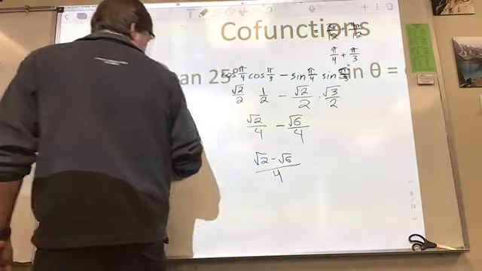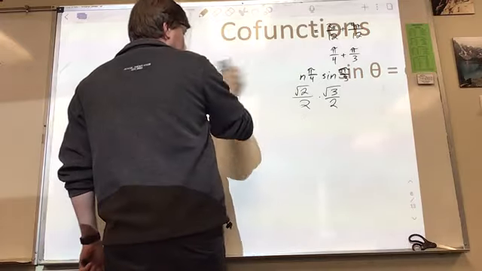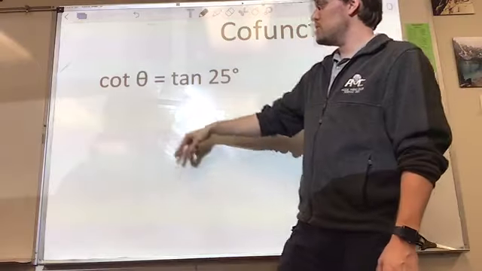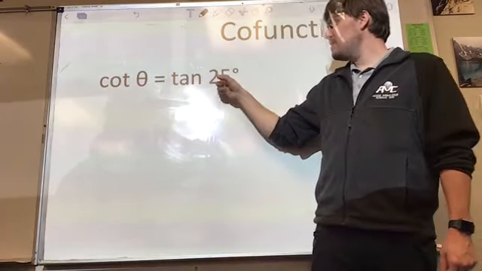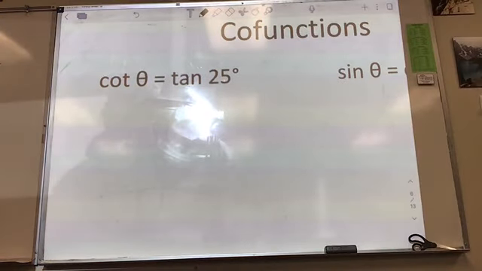What do we know about cofunctions? Cofunctions, all you do is you switch your function from a co to a regular. So we switched our cotangent to a tangent. And we have complementary angles. Okay, we have complementary angles. So what is the complementary angle of that 25? 65. Right? 5 makes it 70, and then plus the 20.